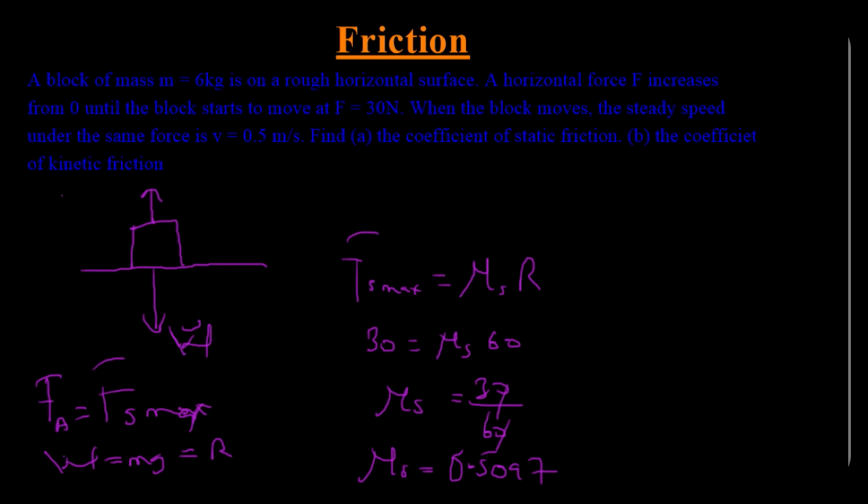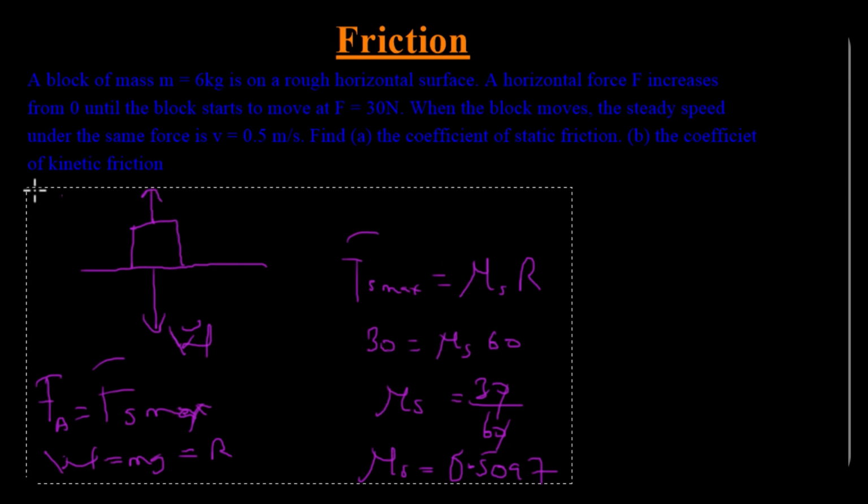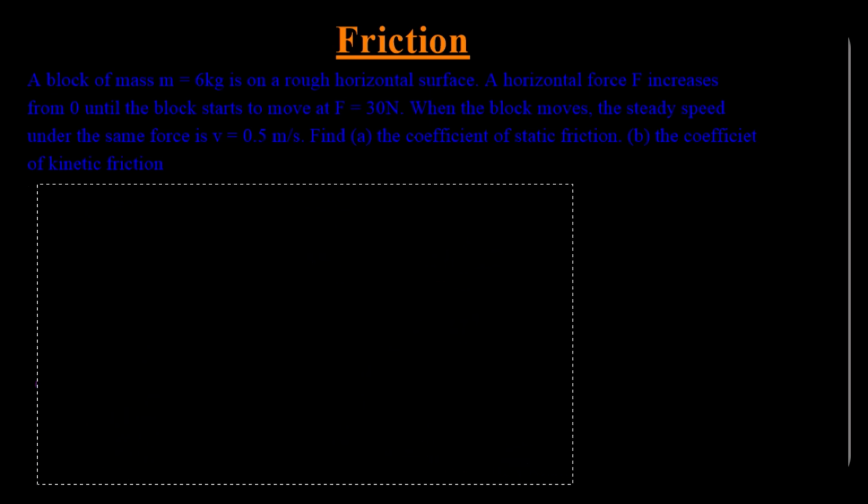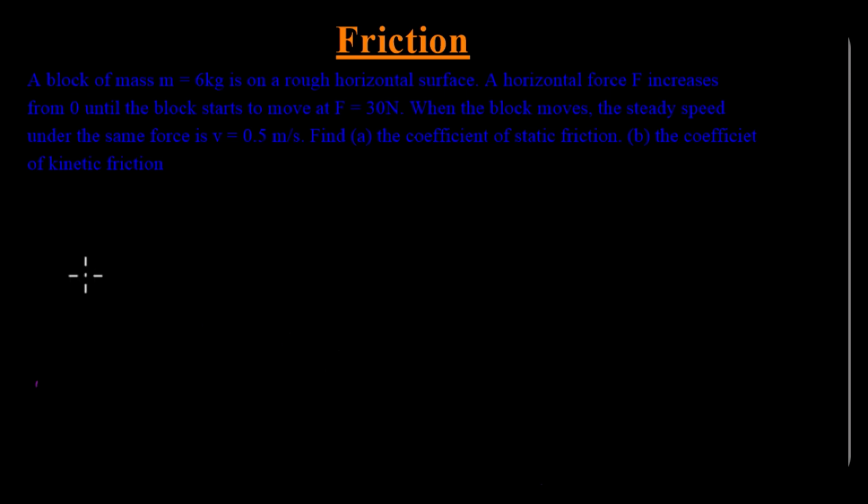Now for the B part. If you read the question, we are told that my block is moving at a steady speed, or constant speed. We already know that when speed or velocity is constant, it means I have no acceleration. To analyze our question, if my box is moving in this direction, so we can say this is my applied force and my frictional force is coming this way.